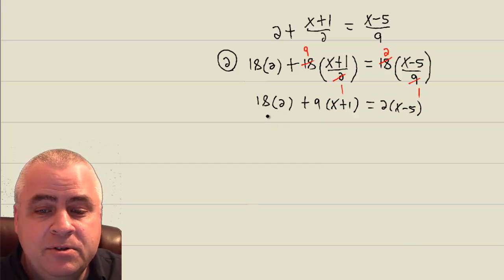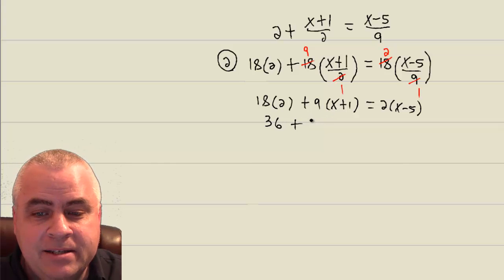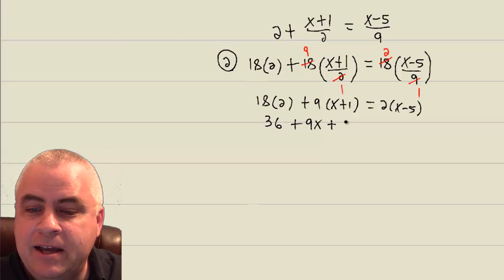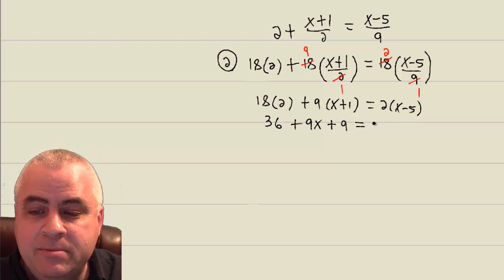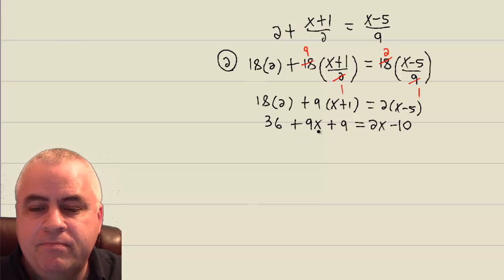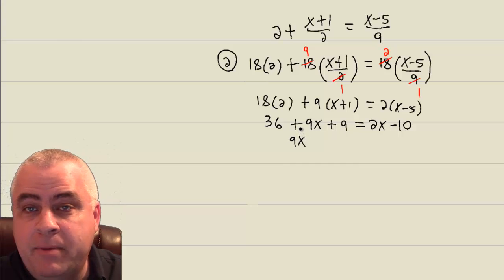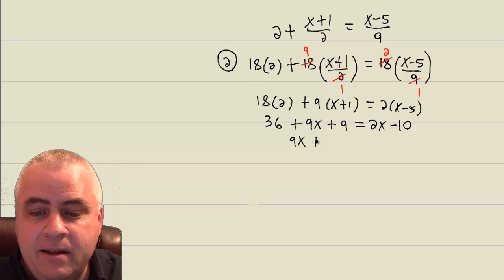Well, 18 times 2 is 36. Distributive property, 9 times x is 9x. 9 times 1 is 9. And over on the right side, distributive property again, 2 times x is 2x, and 2 times negative 5 is negative 10. Well, always combine together like terms, combine together numbers. 36 plus 9 gives us 45.